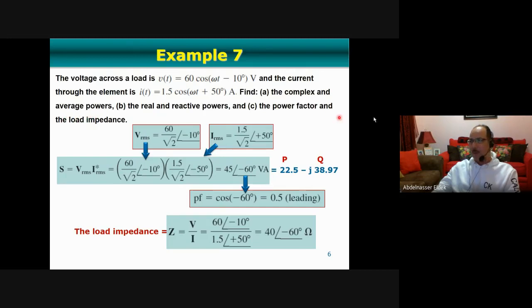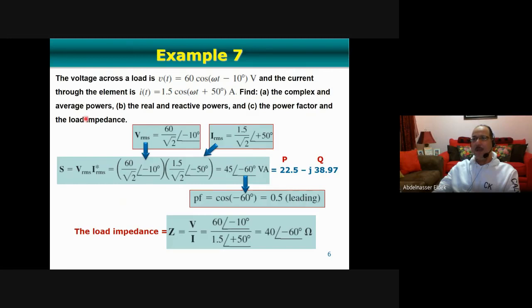The average power. So the complex, this is a complex here. This one or this one. This is a complex. The average power is this 22.5. The real and reactive power, here it is. Actually, I don't know why we have two here. Complex and average powers. We have them already here. So it is repeated. Anyway, so power factor is already here, as I said before.